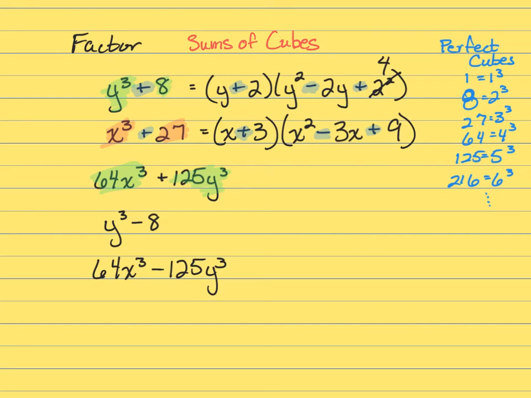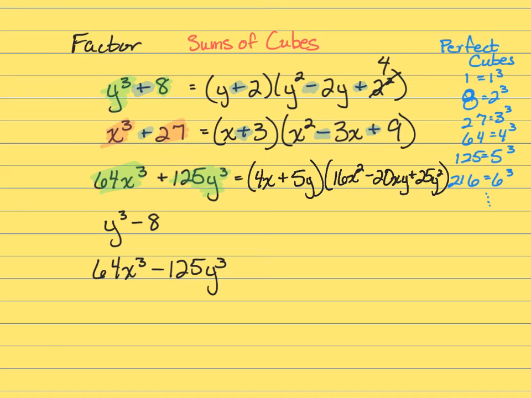So let's keep going with this next example. You notice the 64x cubed is actually a 4x being cubed plus a 5y, because 125y cubed is 5y cubed. And then you have 4x being squared, so that's a 16x squared, minus 4x times 5y, that's a 20xy, and then a plus 5y squared, 25y squared. And that's how that factors. It looks really complicated, but we can follow the pattern.